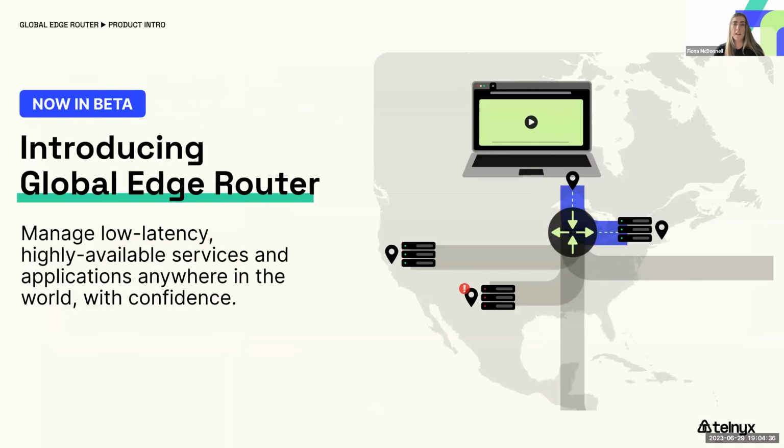So to address these limitations, we built our own product, Global Edge Router, and this is what is now in beta. It allows users to manage low latency, highly available services and applications anywhere in the world with confidence. Global Edge Router leverages our edge network that we've built out from 10 POPs to 25 POPs at strategic global hubs to ensure that data is routed closer to the end users for low latency service delivery. It also enables instant automatic failover between all major cloud service providers, so your services will stay online even in the event of a large cloud service provider outage.